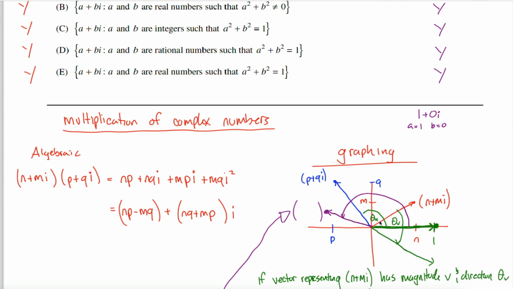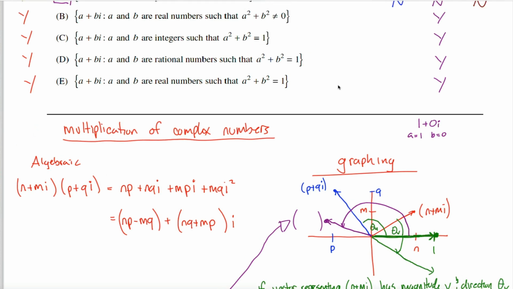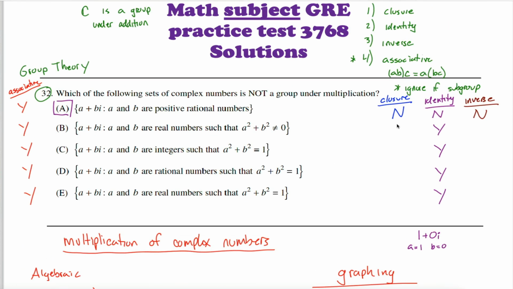You take two non-zero vectors, add their directions, multiply their magnitudes. That defines another non-zero vector. That non-zero vector represents a non-zero complex number. I get closure. For closure for C, D, and E, I kind of think about it as two steps. Let's first focus on a squared plus b squared being equal to 1.